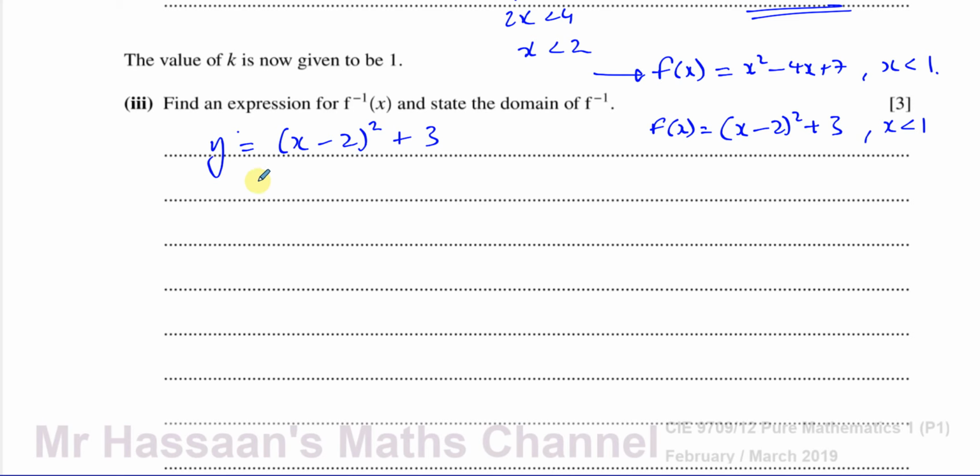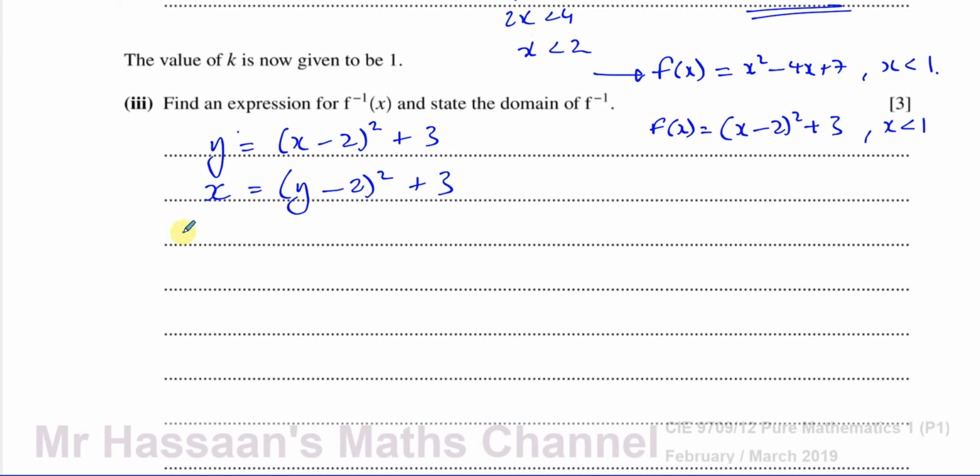Now, before we change the subject, I'm going to switch the x for y. I'm going to switch the y for x. Because now when I go through the process of making y the subject, I will have to go through the inverse operations that this x went through. And I'll end up with the inverse function.